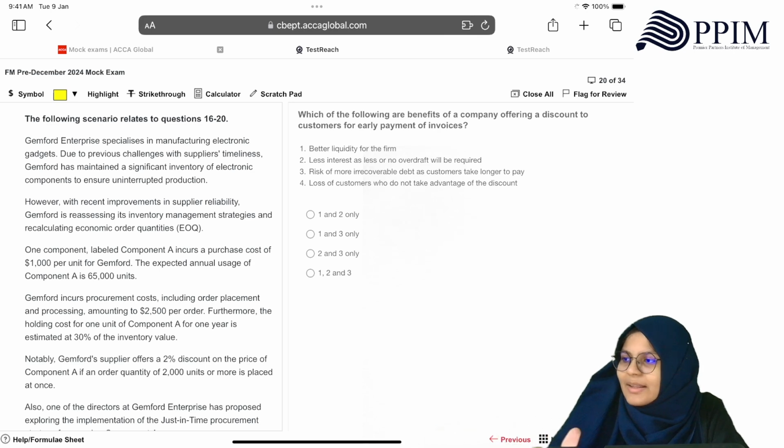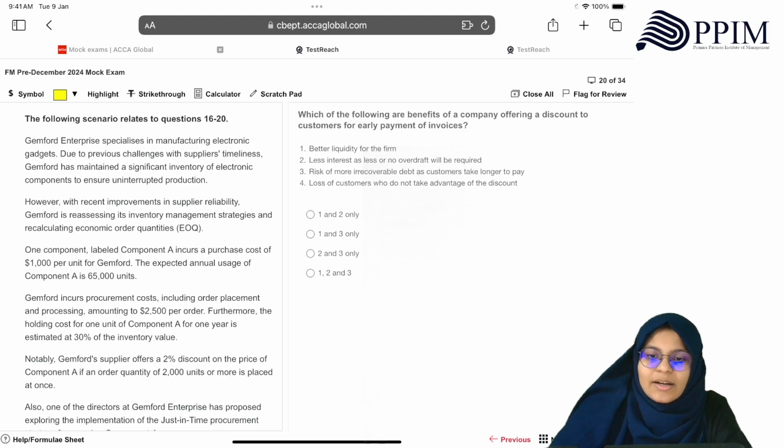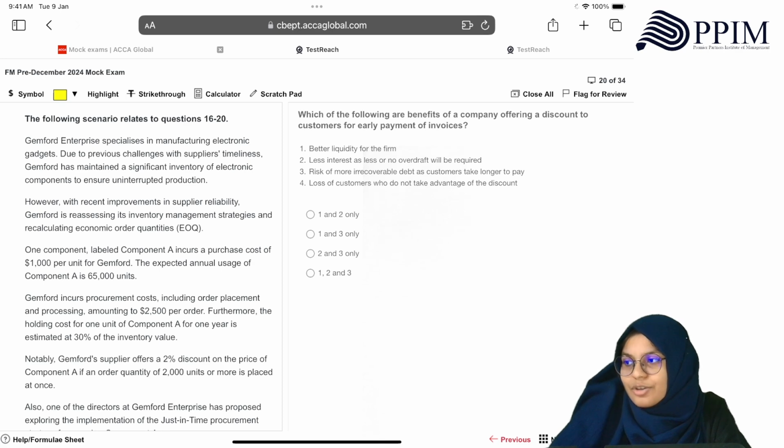Because I have the money that I need. The customer has itself paid it, right? So that is also correct. Risk of more irrecoverable debts as customers take longer to pay. That's wrong, because they are paying early. The earlier they pay us, the risk of irrecoverable debts is actually lower.